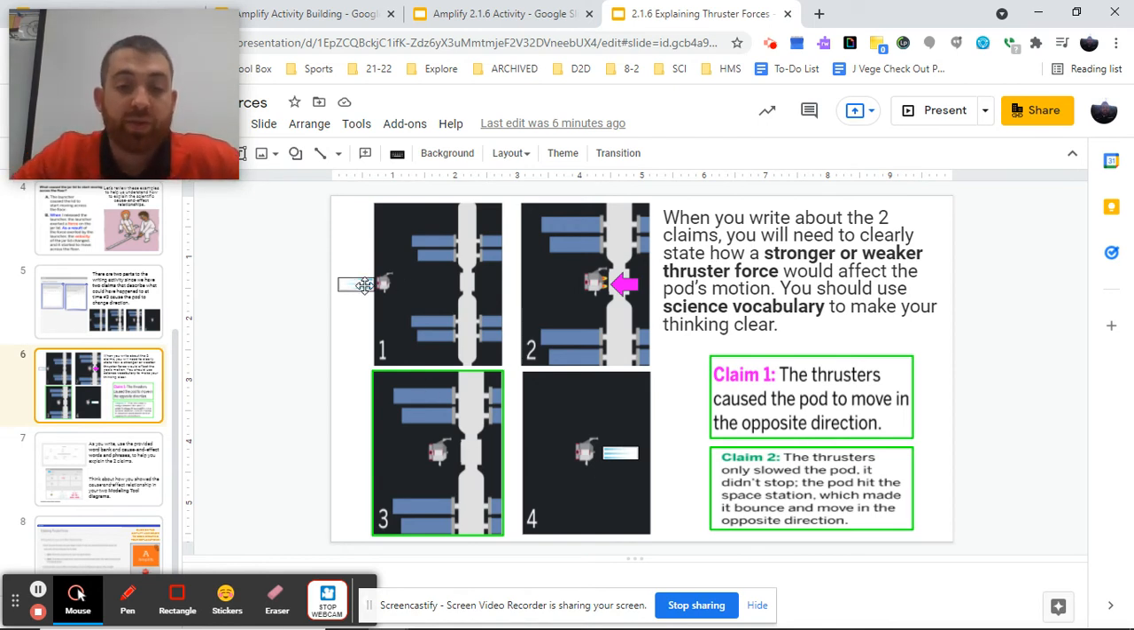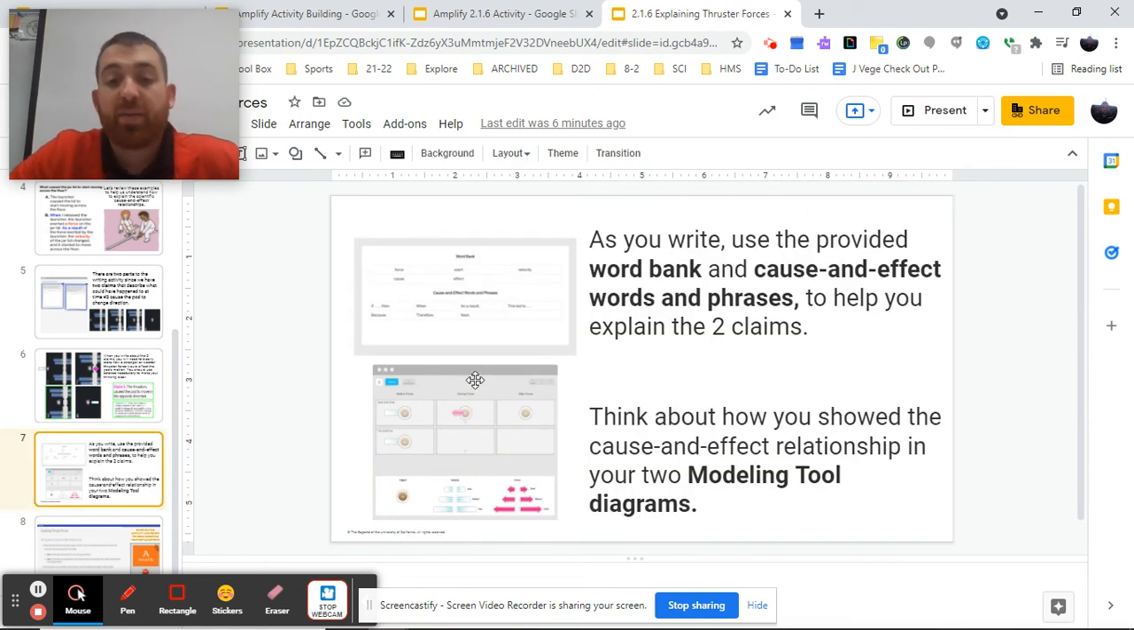So at time three, if it comes in with that medium velocity, what kind of force would we need to apply to create claim number one? What kind of force would we need to apply to create claim number two? When you get into the Amplify page and as you write, you're going to be given a word bank. Those are our vocabulary words. Make sure we use those, and some cause and effect words and phrases. We need to use at least one of those so we can effectively show how one cause creates a specific effect. As you're creating your response, think about how you showed it in your modeling tool. That would give you a good idea of what we should write about. Thinking about what you showed and now explaining it using our word bank and phrases.